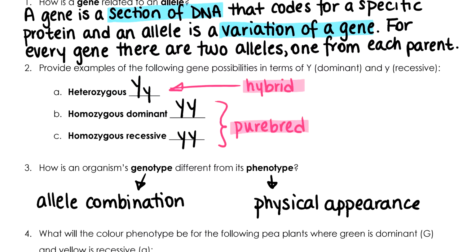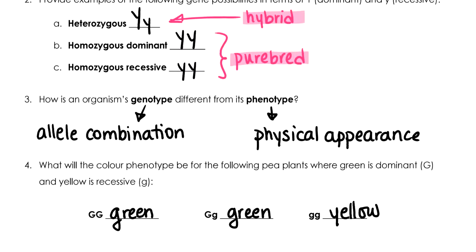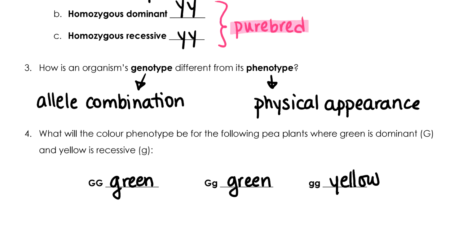Homozygous dominant would be big Y, big Y, and homozygous recessive would be little y, little y, which up until this point we've called purebred. An organism's genotype is their allele combination, while their phenotype is their physical appearance. And last question, if green is completely dominant over yellow, then a big G, big G organism would be green, a big G, little g organism would be green, and a little g, little g organism would be yellow.